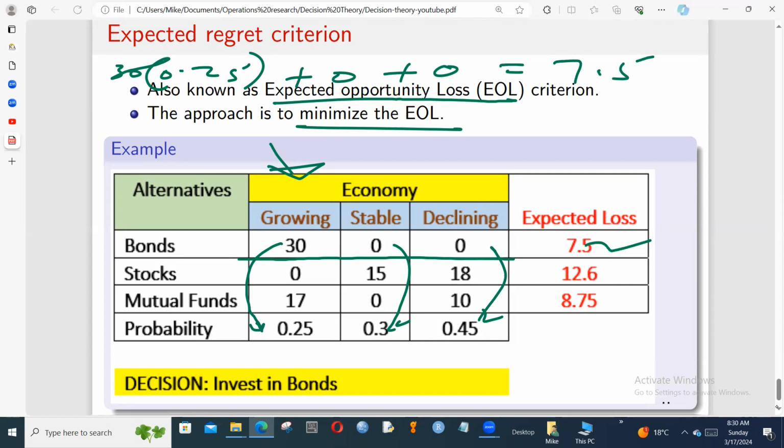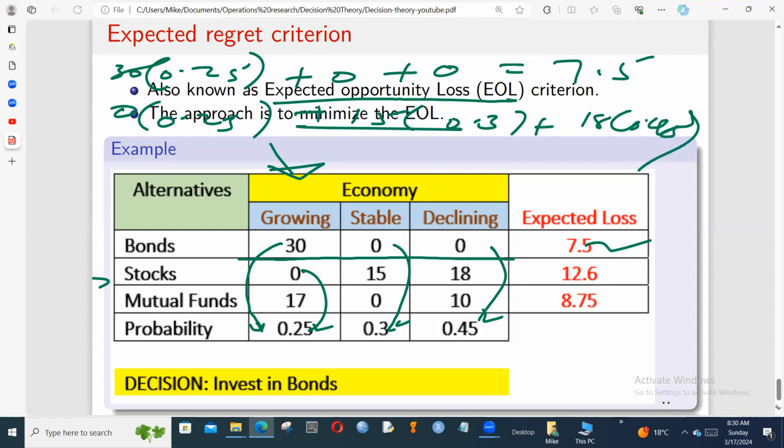Then we also calculate the expected loss for stocks. It will be 0 times 0.25, plus 15 times 0.3, plus 18 times 0.45, and that gives us 12.6. And we do the same for mutual funds, so we get the three expected loss values.